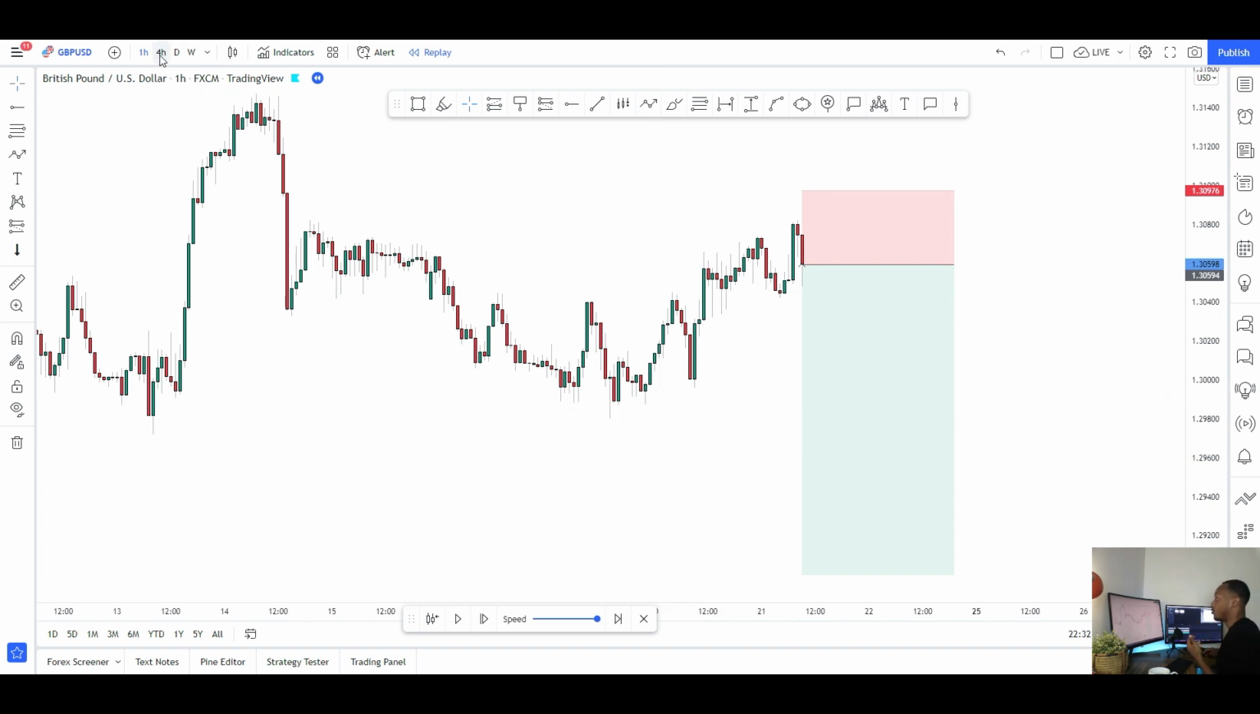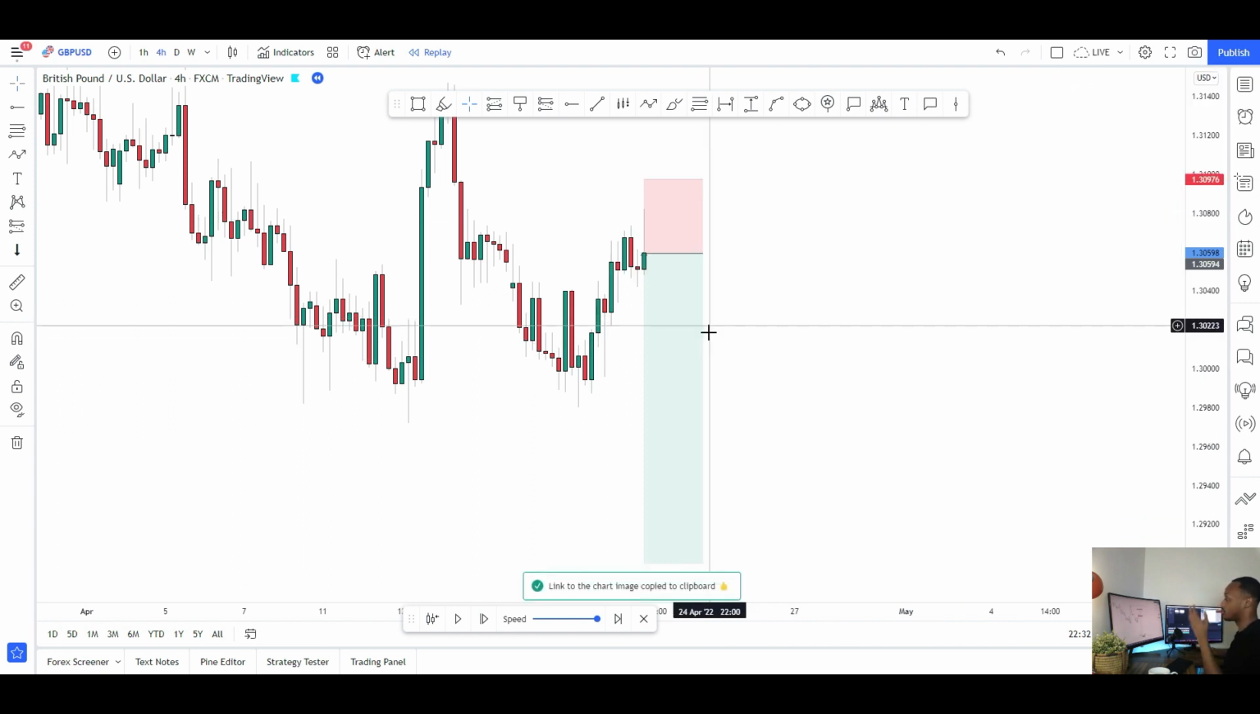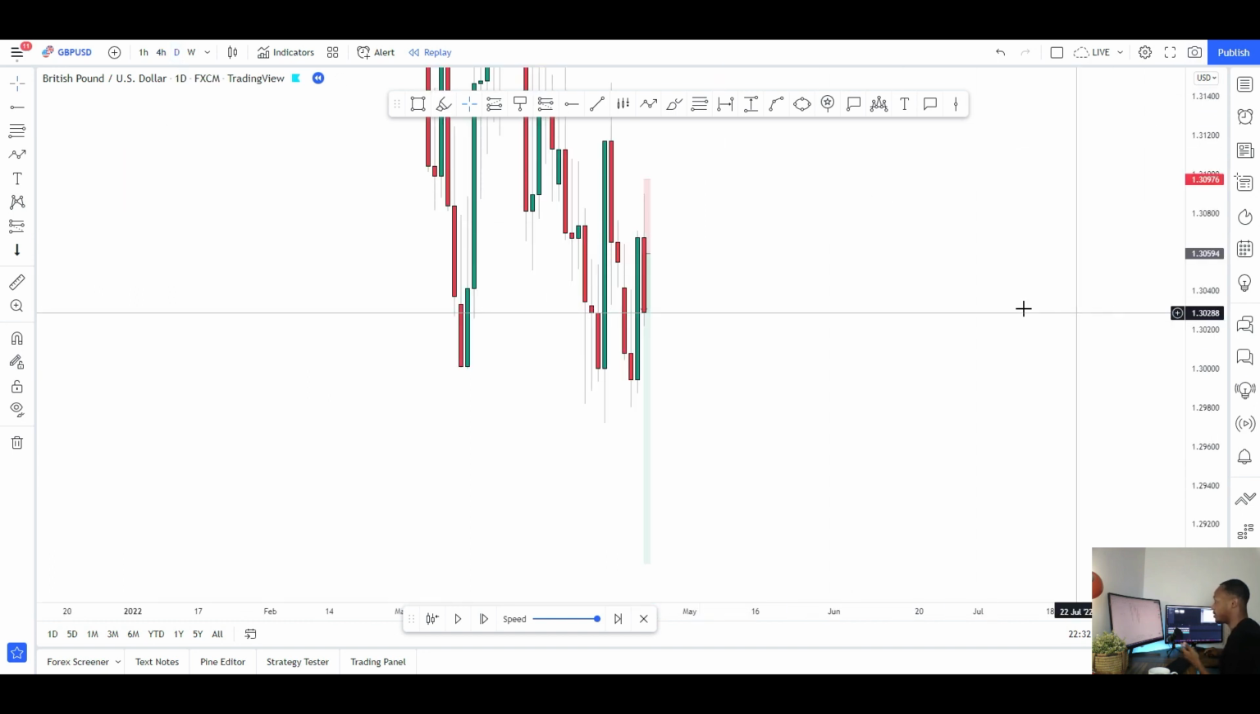Now I'll do that on the 4H. I'll do the exact same thing. Take the picture, copy link to chart image, copy and paste it into the journal. I'll do the same on the daily. Take the image, copy and paste in the journal, so forth, and you can get the picture onto the weekly and whatever time frames you are using yourself.